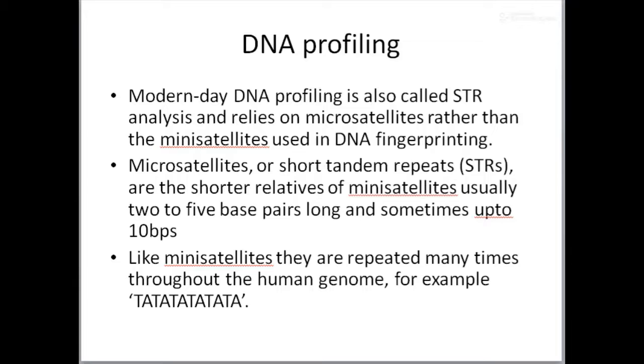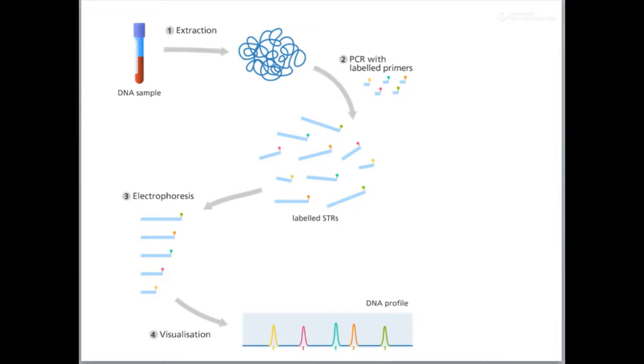In the case of DNA profiling, we mainly use microsatellites to find out the differences between individuals. Just like the minisatellites, the microsatellites are also repeated several times, but the number of repetitions is found to be high, and the length of the repeated sequence in a microsatellite could vary from 2 to 5 or even up to 10 base pairs. So let's see the procedure.